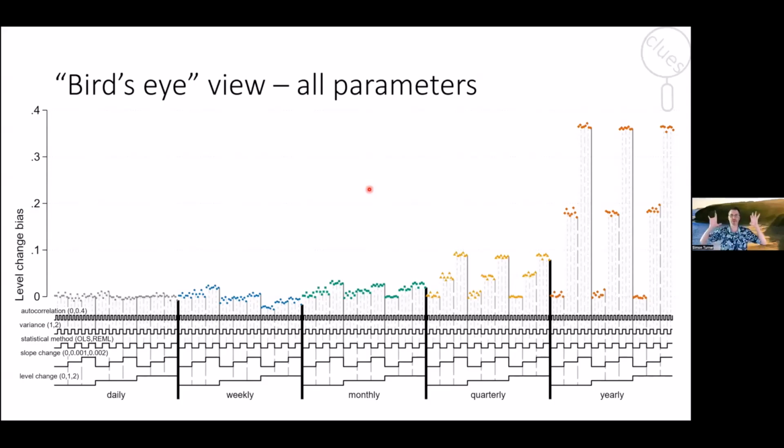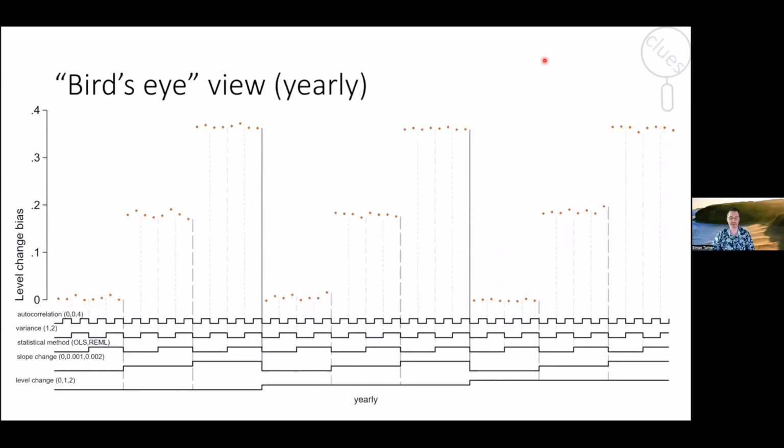Now, what I can do with this bird's eye view is have a good look and see if there's any patterns. And I can straight away see, yeah, there's something big happening up here in my yearly data that's not happening at all in my daily data. So that gives me somewhere to start. So let's have a look at the yearly data and break this down a bit.